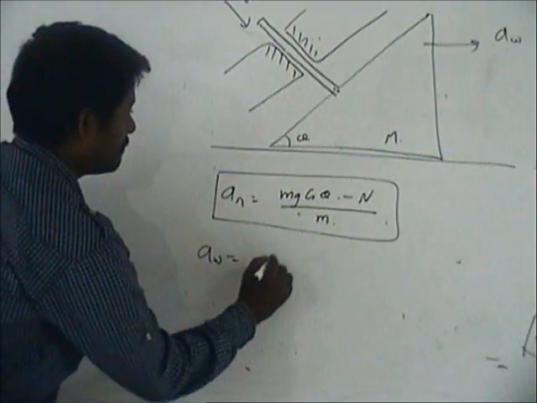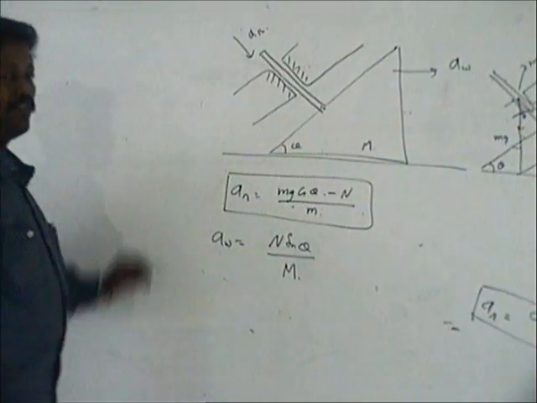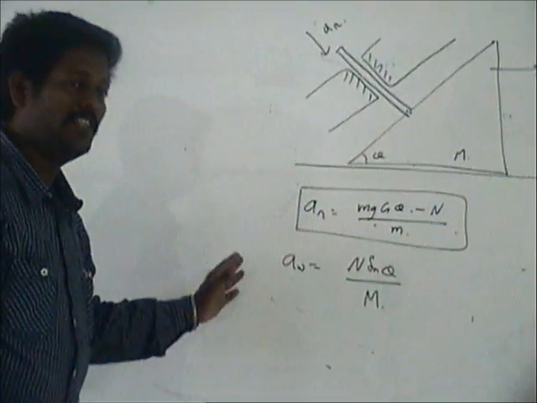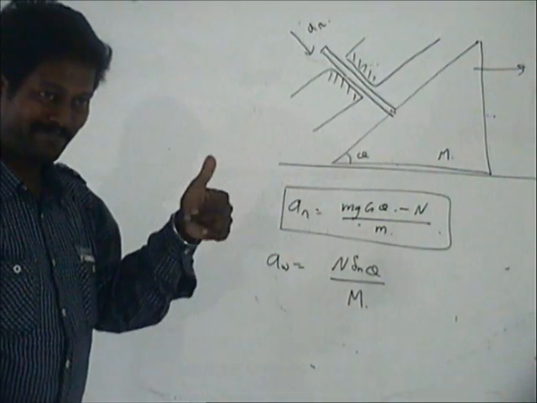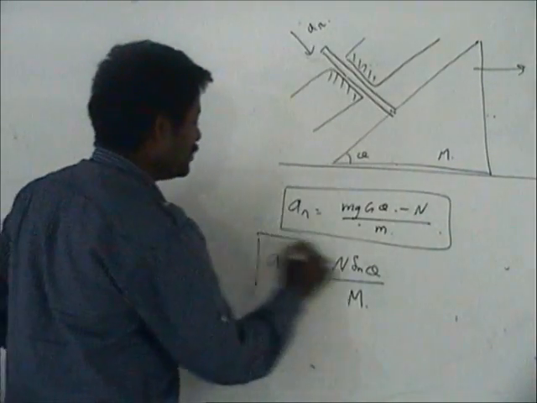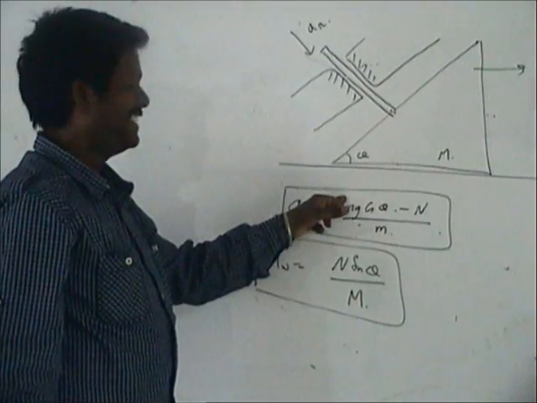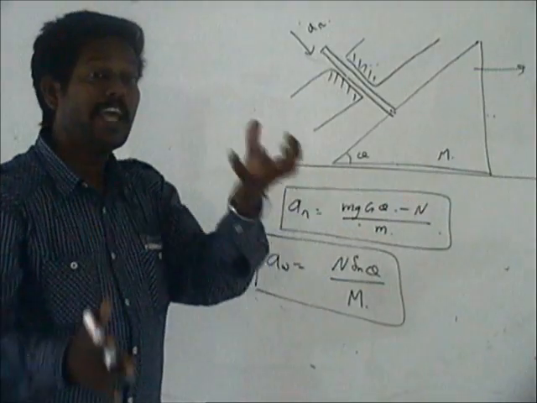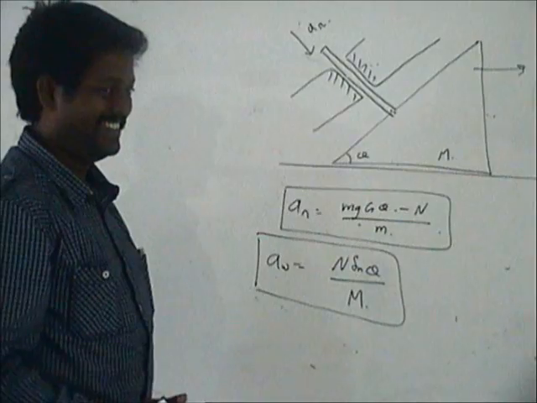Acceleration of the wedge is N sin theta by its own mass. Force acting on the wedge in the x direction divided by mass gives you acceleration of the wedge in the x direction only, because the wedge cannot move under the ground or up. So once we get these two, we can substitute the value of N in this equation and solve. AR and AW absolute values also can be known. Is it clear?